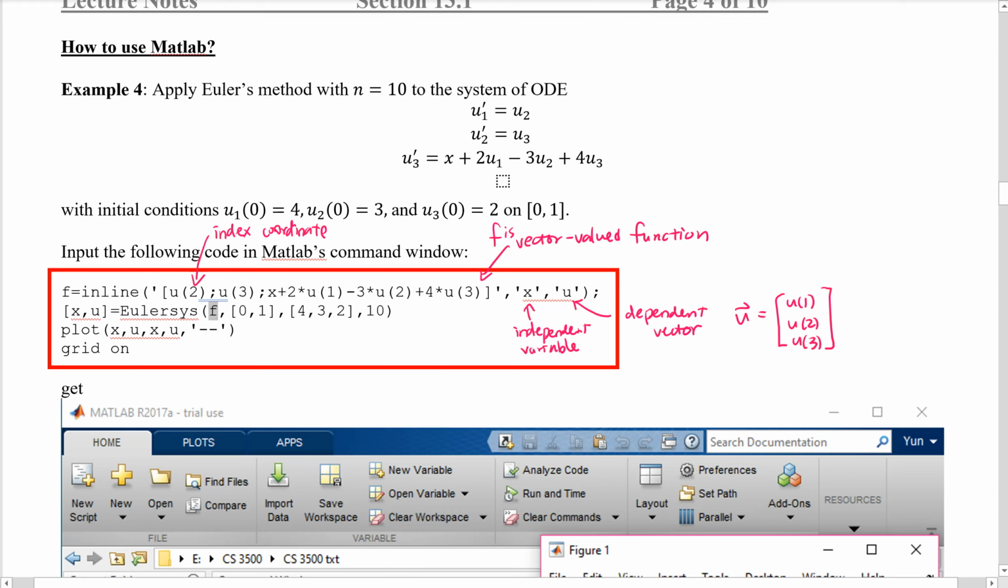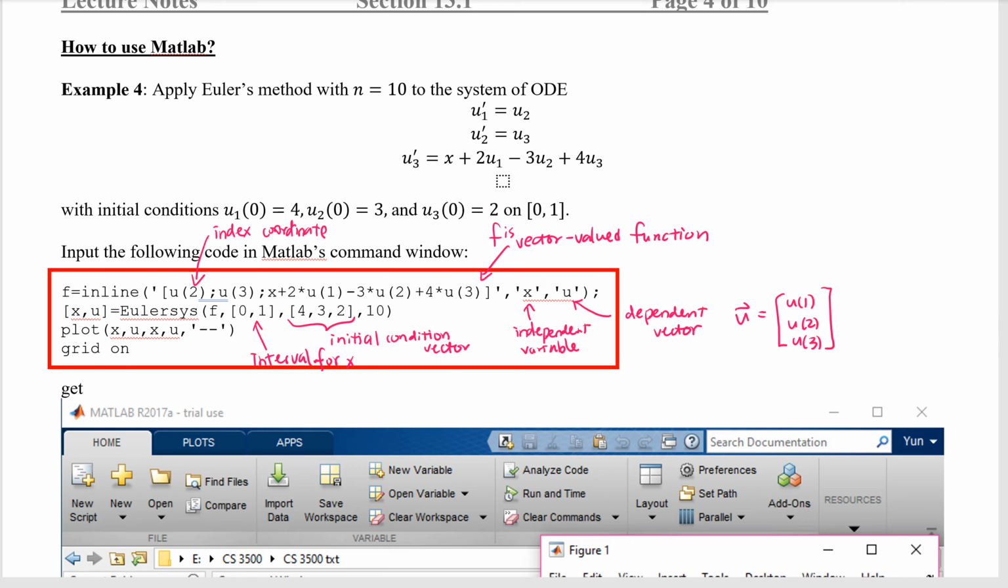Okay, so we have the vector valued function f, and then here, this is the interval for x, and then this guy is the initial condition vector. Okay, so you can see the initial condition is 4, 3, 2, and we express it as a row vector. And here, because we want to divide it into 10 subintervals, then we put 10 at the end.